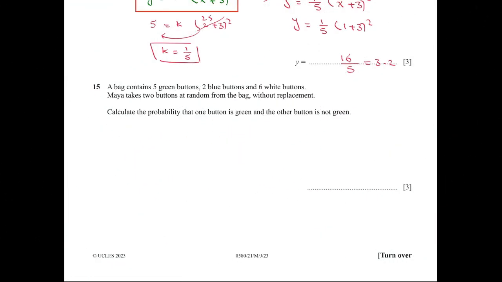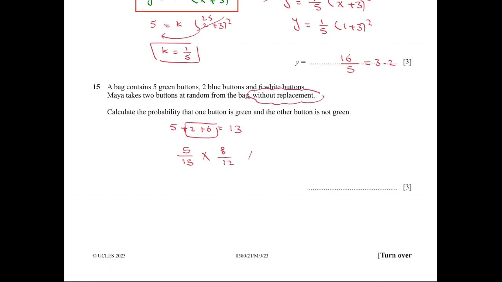Question 15, probability. To find the probability, he's asking us to calculate the probability that one button is green. The total number here is 5 plus 2 plus 6, which is equal to 13. To find the first pick to be green is 5 over 13, times the second one is not green, it means 8 over 12. 8 over 12 because the problem is without replacement.